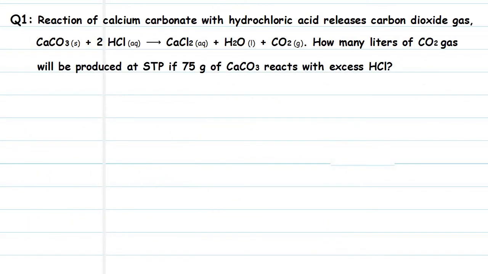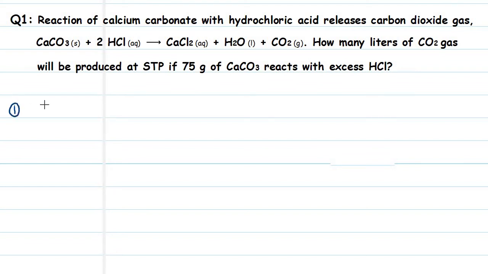For this one, the reaction of calcium carbonate with hydrochloric acid releases carbon dioxide gas, and that is the equation. How many liters of carbon dioxide gas will be produced at STP if 75 grams of calcium carbonate reacts with excess HCl? First, we should confirm that the reaction is balanced.